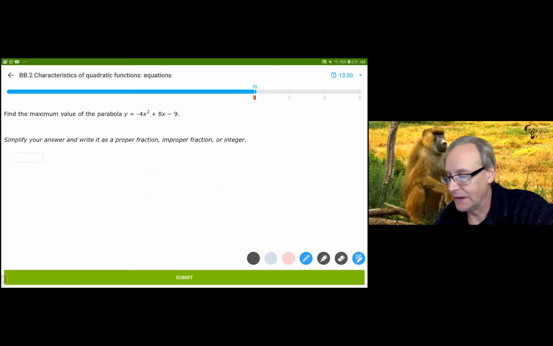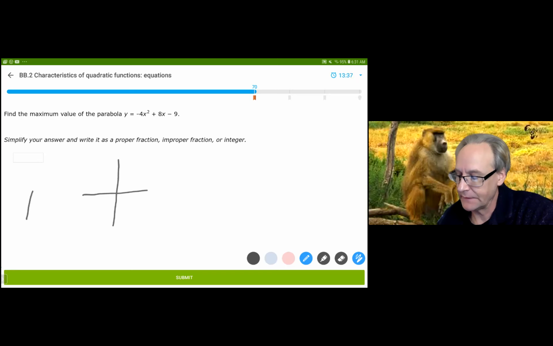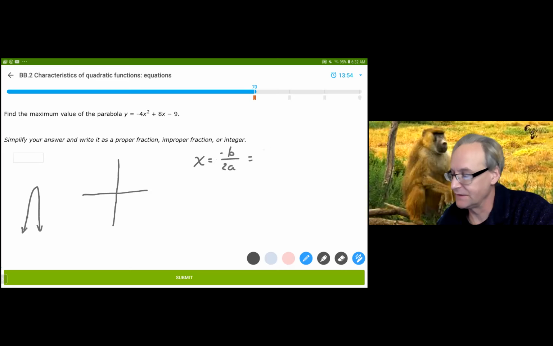The maximum value. Now this time we're looking at a parabola that's going down. It's going to look something like this. It's going to be very steep because it has a negative 4 in front. A couple of things we're going to do. We're going to do x equals negative b over 2a. I'm not going to go through a long process of finding the a, b, and c, but hopefully you can see that b is 8 and a is negative 4, and c, of course, is negative 9.